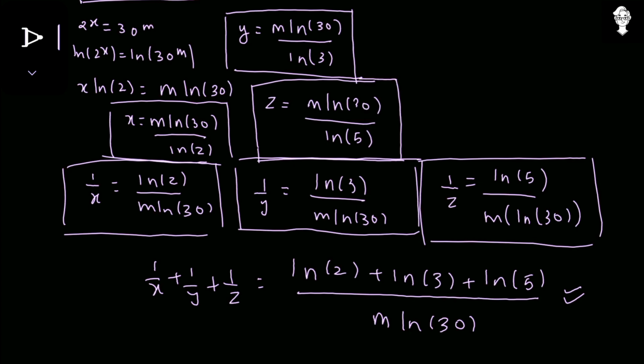So in the numerator part of this thing we can see natural log of 2 plus natural log of 3 plus natural log of 5. So it will turn out to be natural log of 2 into 3 plus natural log of 5. So again it will turn out to be natural log of 2 into 3 into 5. So let us write it down.